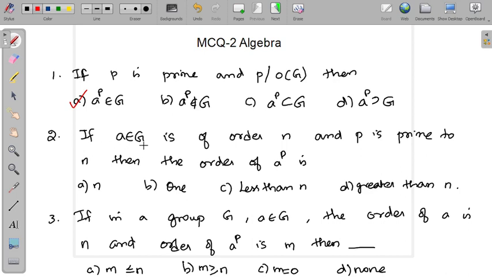Second one, if A belongs to G is of order N, that is, the order of A is equal to N, and P is prime to N, that means P comma N is equal to 1, relatively prime. Then the order of A power P is equal to, the answer is N. Order of A is N and (P, N) is equal to 1, then the order of A power P is also N.